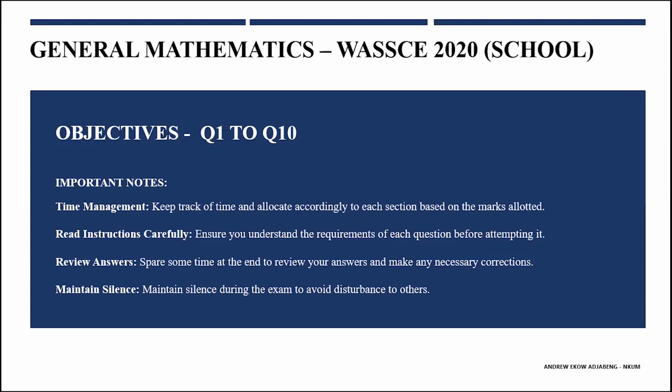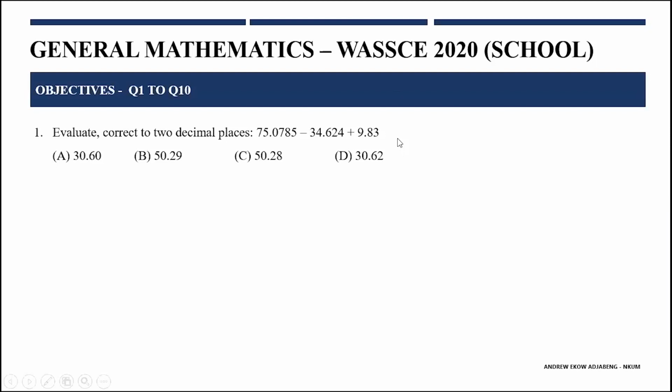Let's get right on it. Question one, evaluate, correct to two decimal places. 75.0785 minus 36.624 plus 8.983. So these were the possible answers that were given to you. But with this, let's look at the solution.